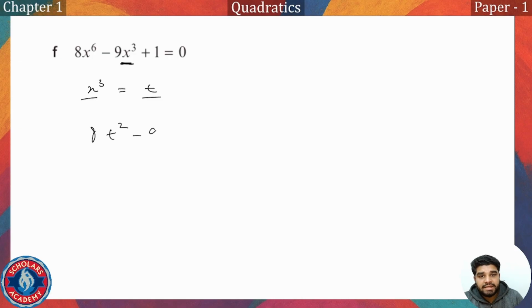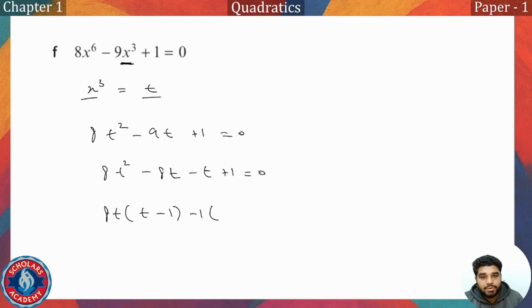8t square minus 9t plus 1 is equal to 0. Right? So product is 8, sum is negative 9, so we can write it as 8t square minus 8t minus t plus 1 is equal to 0. 8t we'll take common, so from here we get t minus 1, and minus 1, t minus 1 is equal to 0. So t minus 1 and 8t minus 1 is equal to 0.